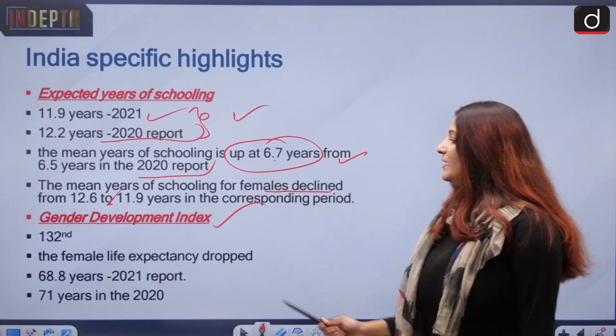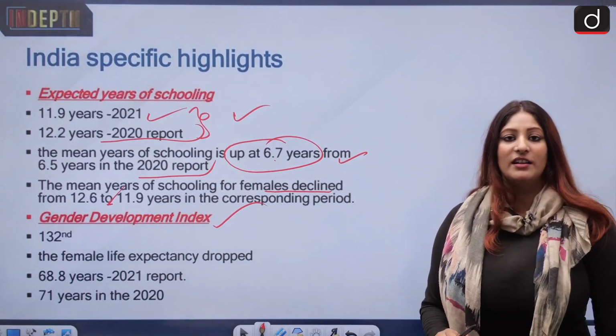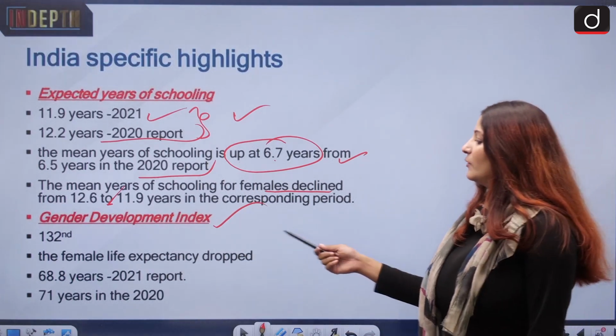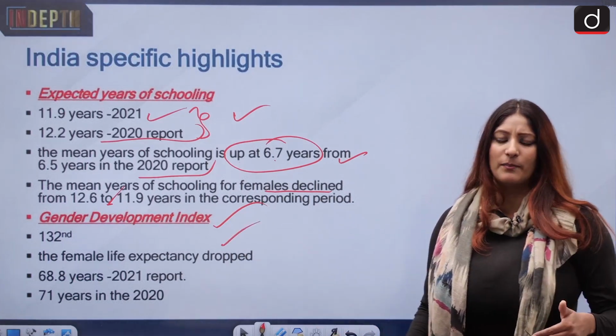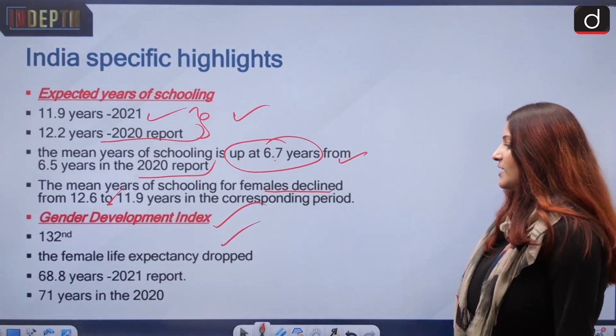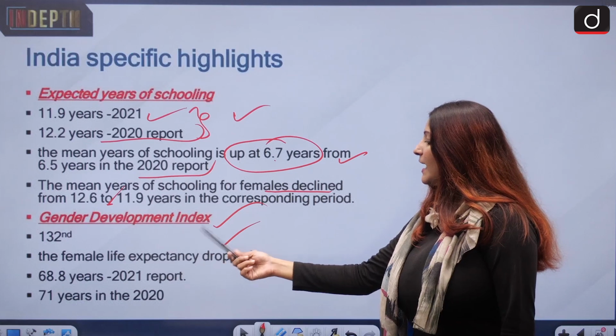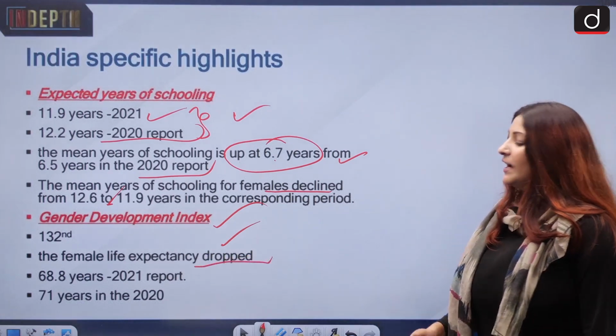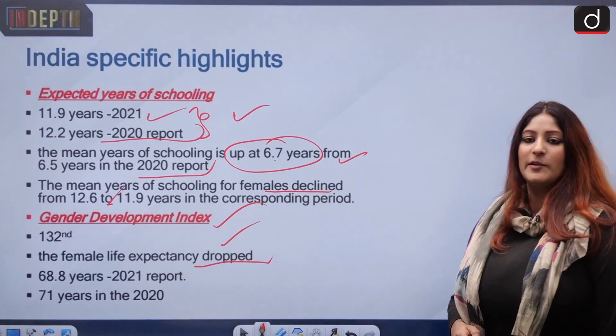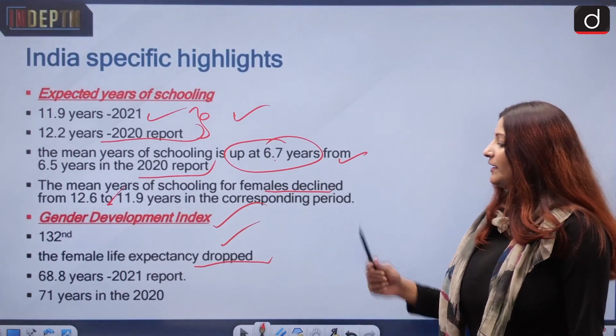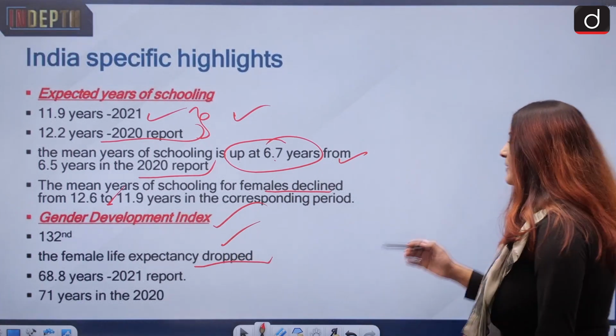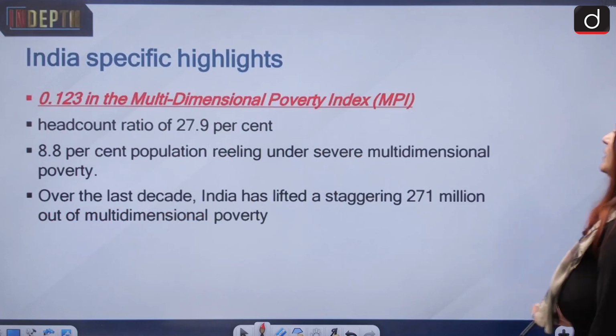Now gender development index, let us see. At the gender development index, it is just at 132nd. It has retained its rank, which was the same last year as well. Female life expectancy has dropped. In 2021, it is 68.8, but in 2020, it was 71. So because of that only, we can see we have declined.